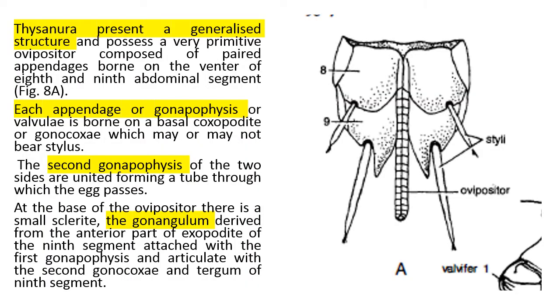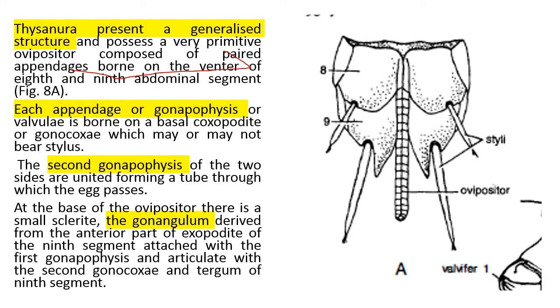As we go through a few examples, in the case of Thysanurans, which include Lepisma, they have a generalized structure of female genitalia. They have a primitive ovipositor, and it is composed of paired appendages. There are paired appendages borne on the venter of the 8th and 9th abdominal segments. As you can see here, this is an example of a Thysanuran.